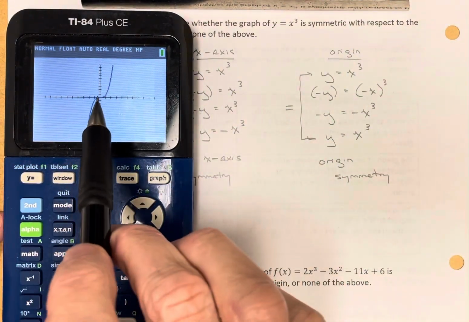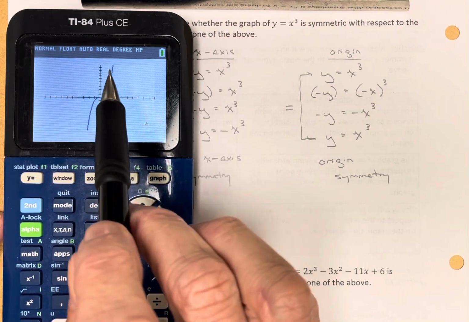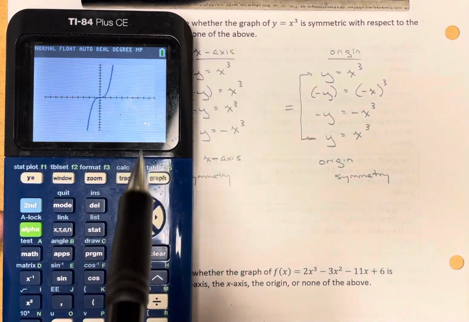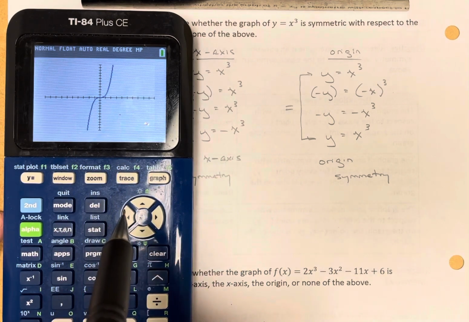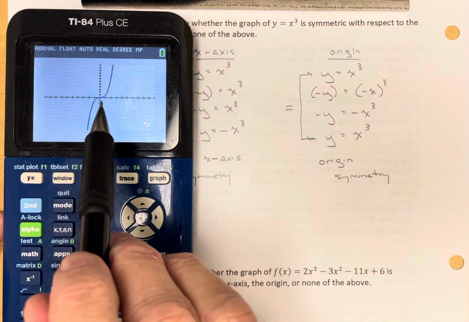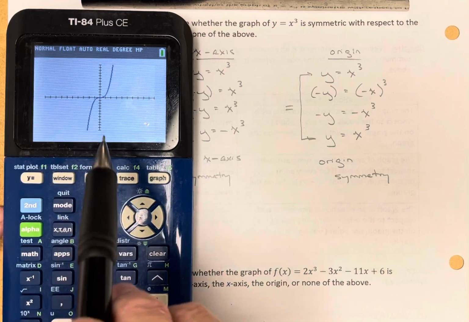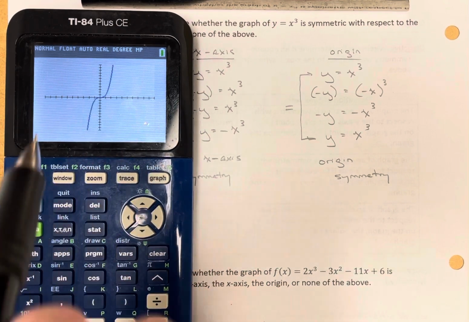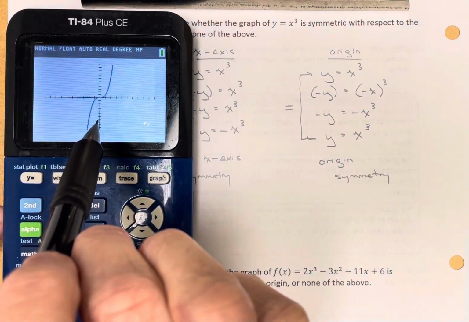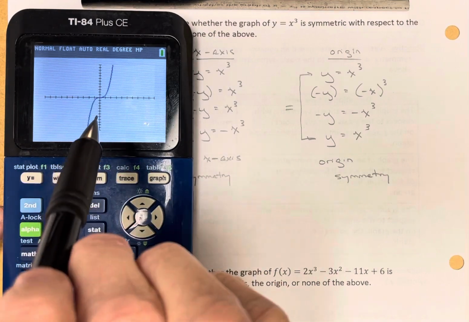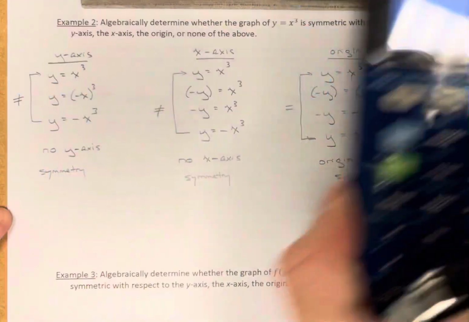But if I put a pin at the origin right here and I spin it, I only have to spin it 180 degrees for it to land back on itself. Okay, 180 degrees, of course, is less than 360 degrees. That's what makes it symmetrical with respect to the origin. If you can put a pin in there and spin it less than a full circle and land on itself, it is symmetric with respect to the origin.